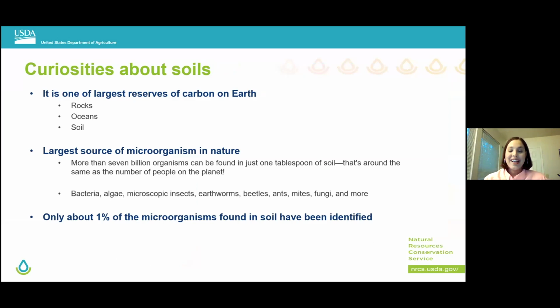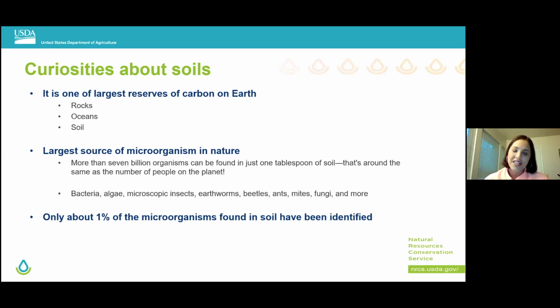So now that we know some basics about soils and how they're formed, I want to share with you guys some important information and something that's very cool. So soil is one of the largest reserves of carbon on Earth. The major one is on the rocks, then is the oceans, and then is the soil. Soil plays a major role in the climate change because it sequesters carbon, and you can see it.